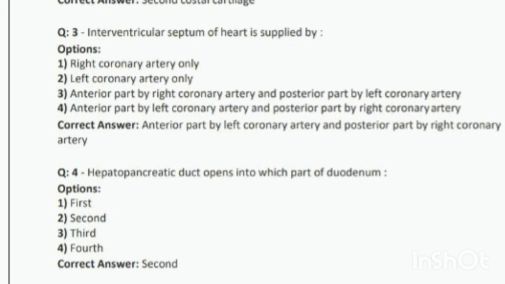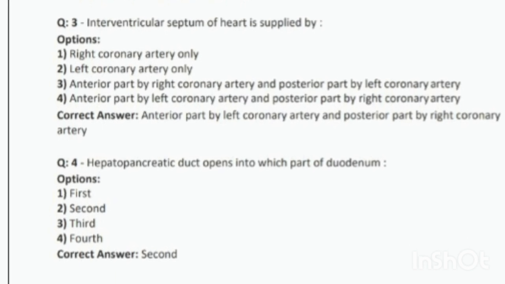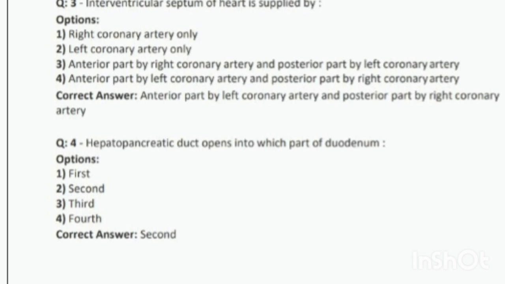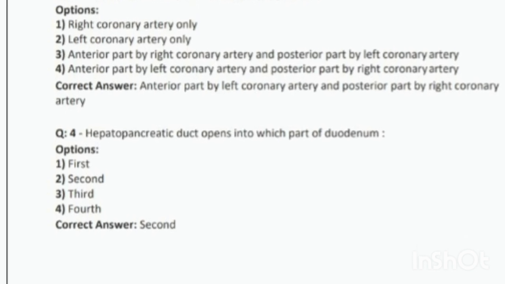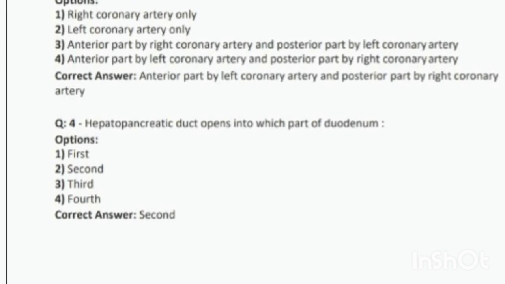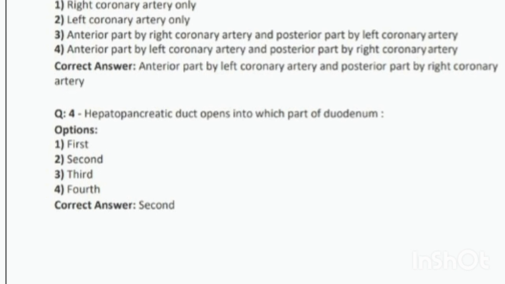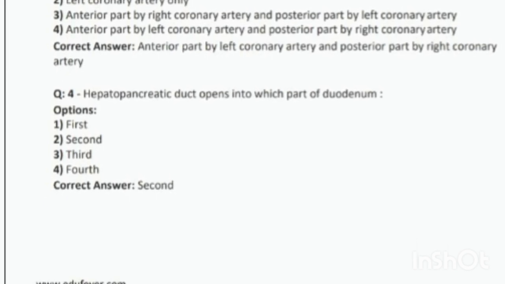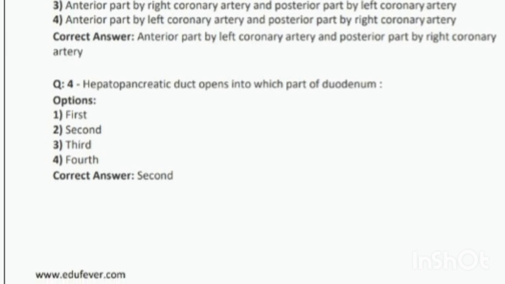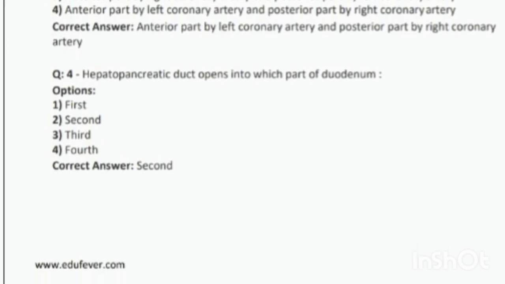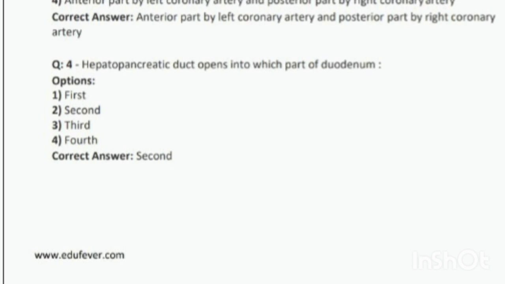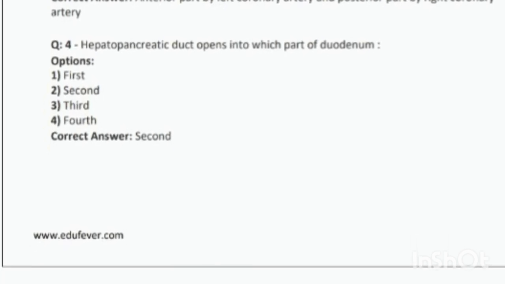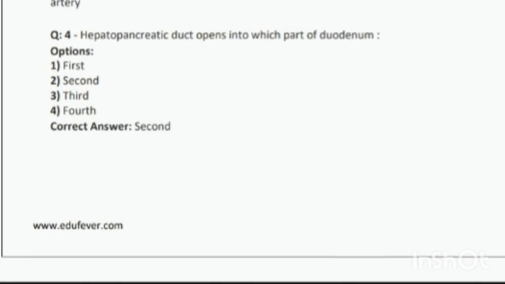Question number 3. Interventricular septum of heart is supplied by: right coronary artery only; second, left coronary artery only; third, anterior part by right coronary artery and posterior part by left coronary artery; fourth, anterior part by left coronary artery and posterior part by right coronary artery. So the correct answer is the fourth one: anterior part by left coronary artery and posterior part by right coronary artery.